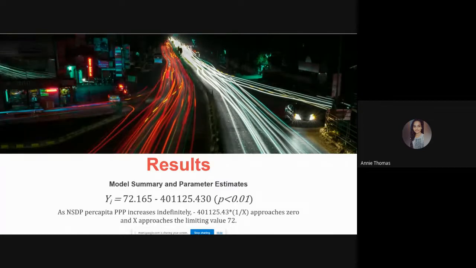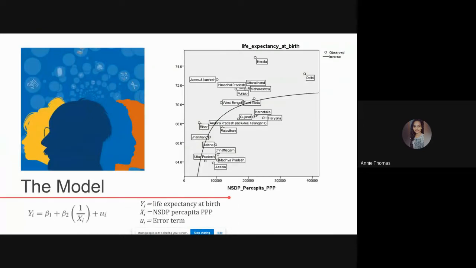Different states in India. Here there are 21 states in the graph. The states in the bottom left of the curve have lesser life expectancy, and the states in the top right have high life expectancy. We can figure out the position of Kerala from this graph. Kerala is in the top right position. So Kerala has a high life expectancy compared to other states in India.